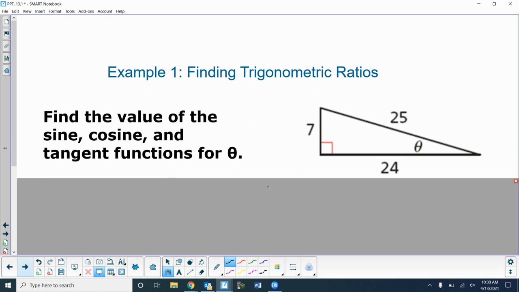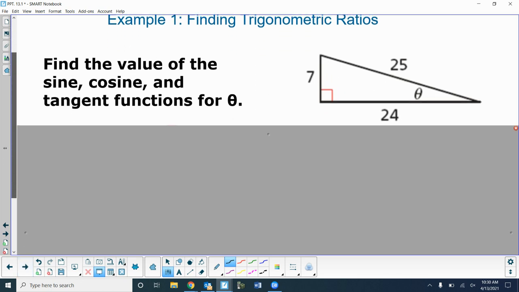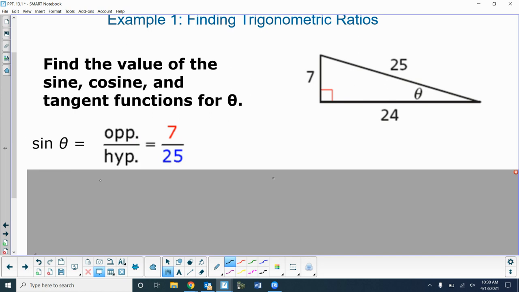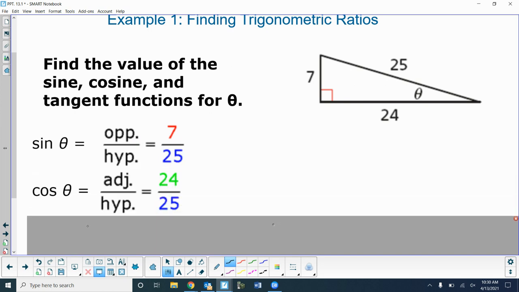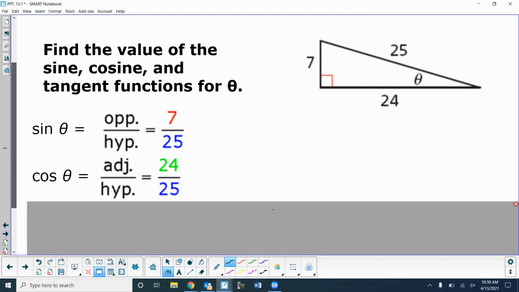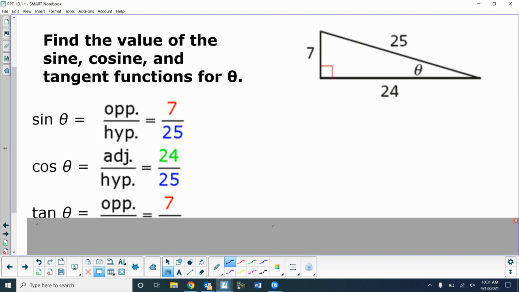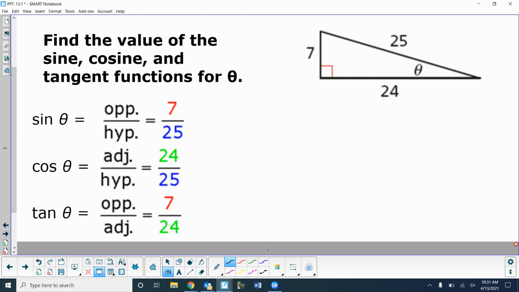Max, what's cosine? The opposite and adjacent, or adjacent and hypotenuse. Correct. Adjacent and hypotenuse. So 24 divided by 25. Wendy, tangent. 7 and 24. Very good. Questions? Anybody?